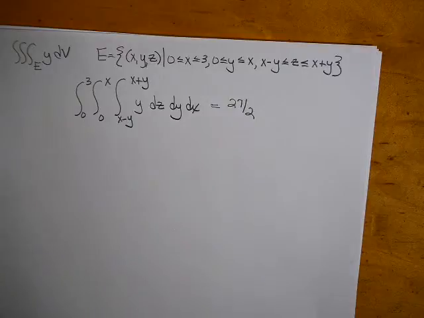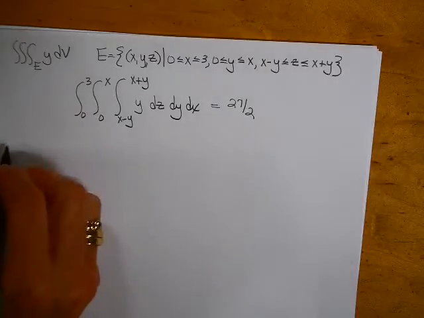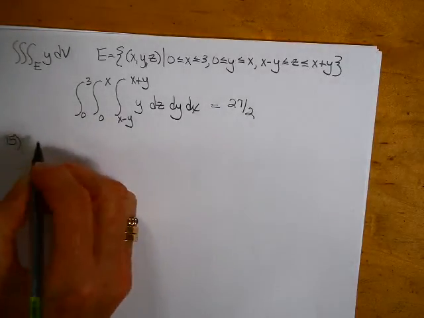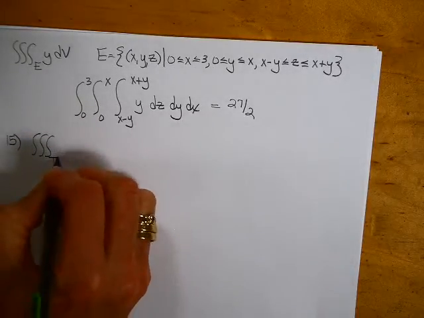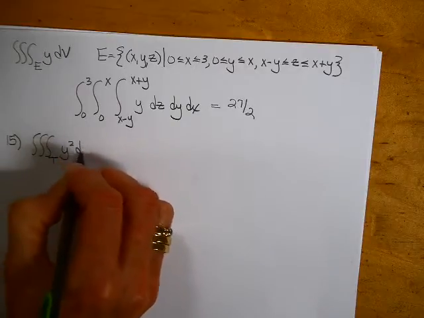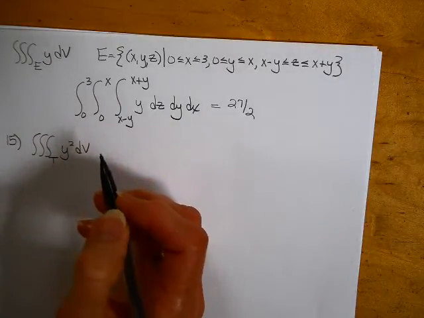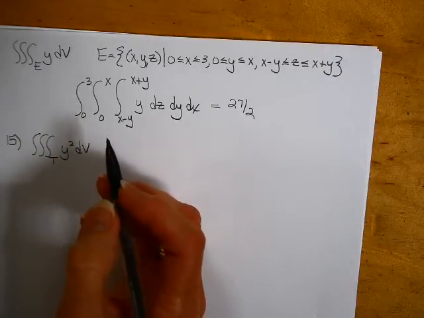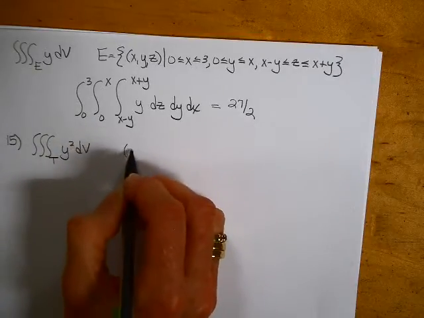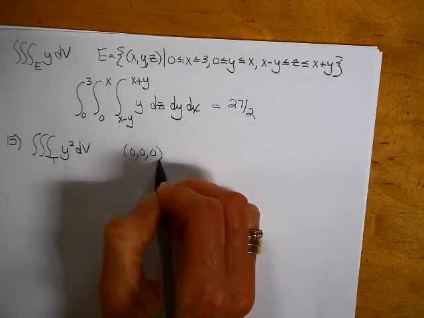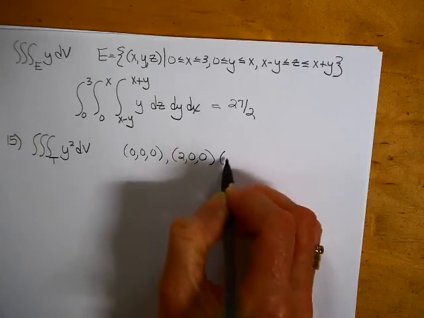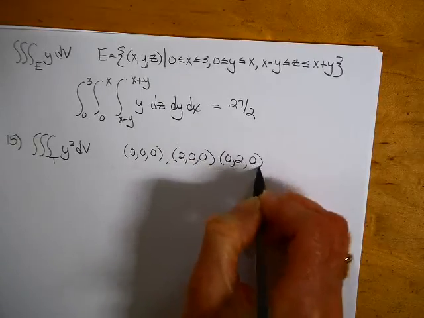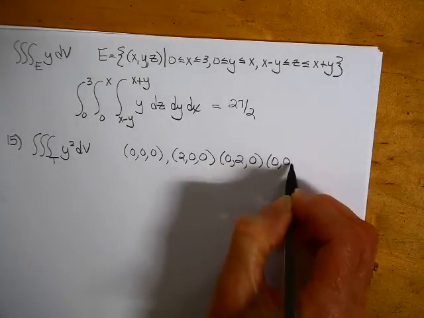Okay. Then we can skip down here to number 15, where they want the triple integral over a region T of y squared dv, where T is a solid tetrahedron with vertices 0, 0, 0; 2, 0, 0; 0, 2, 0; and 0, 0, 2.